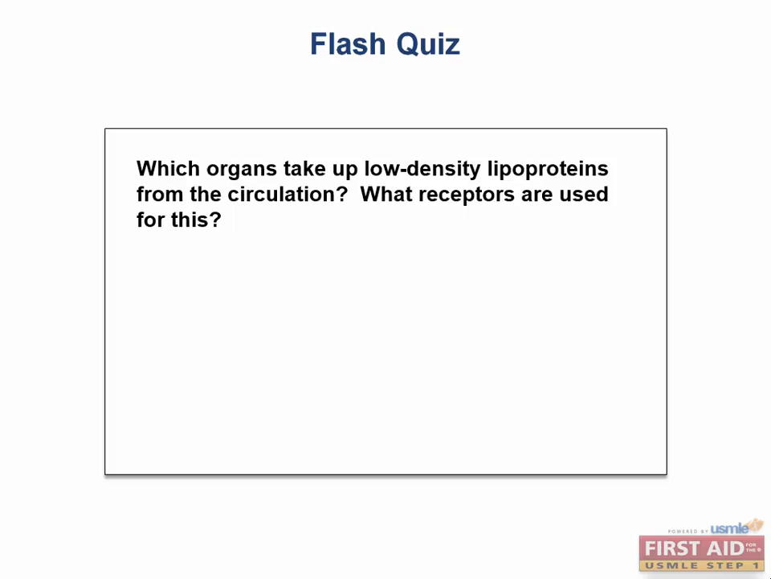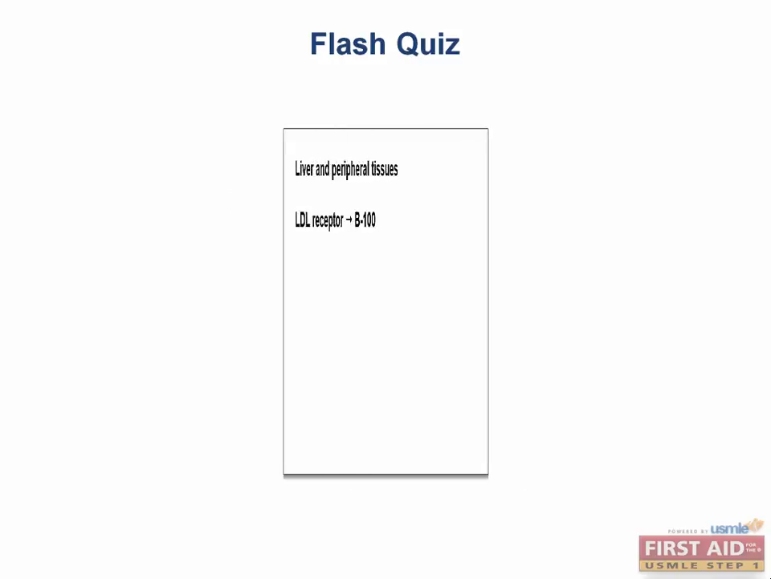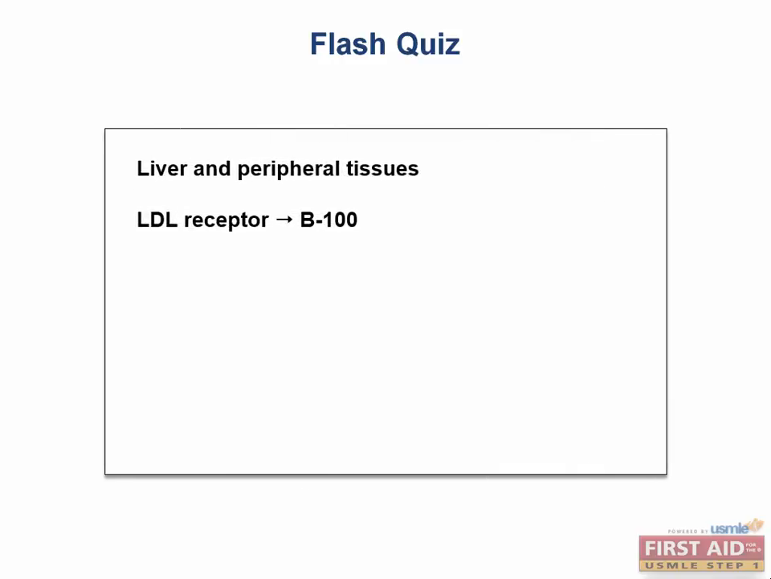So let's quickly test our knowledge. What organs take up low-density lipoproteins, or LDL lipoproteins, from the circulation? And what receptors are used for this? The answer is the liver and peripheral tissues both have receptors to uptake LDL from the circulation. This receptor is specifically going to be your LDL receptor, which recognizes the B100 apolipoprotein, which is found on our LDL molecule.